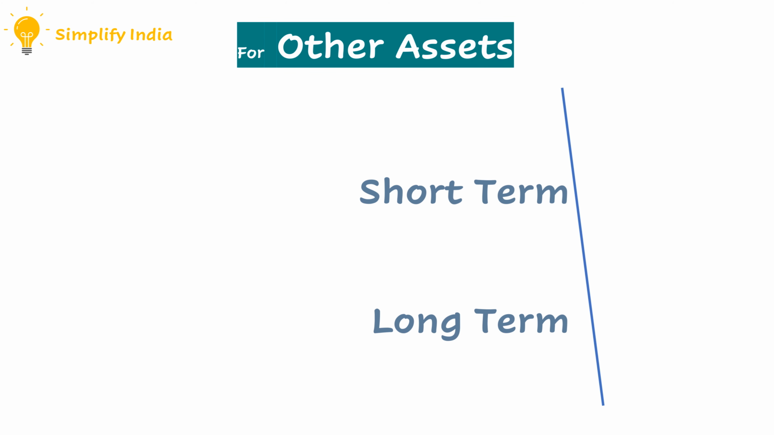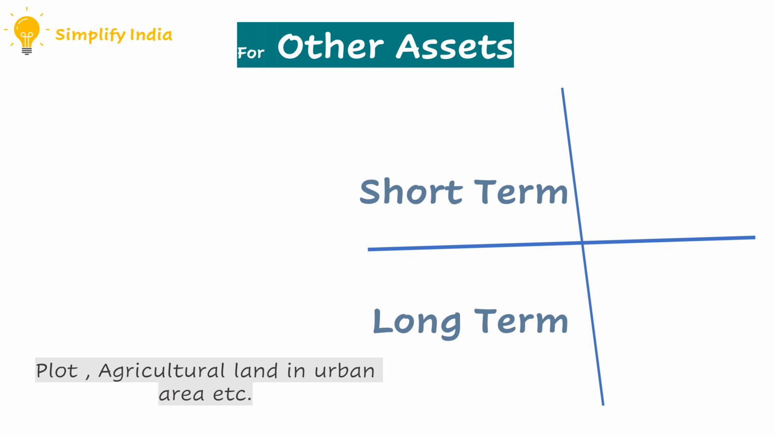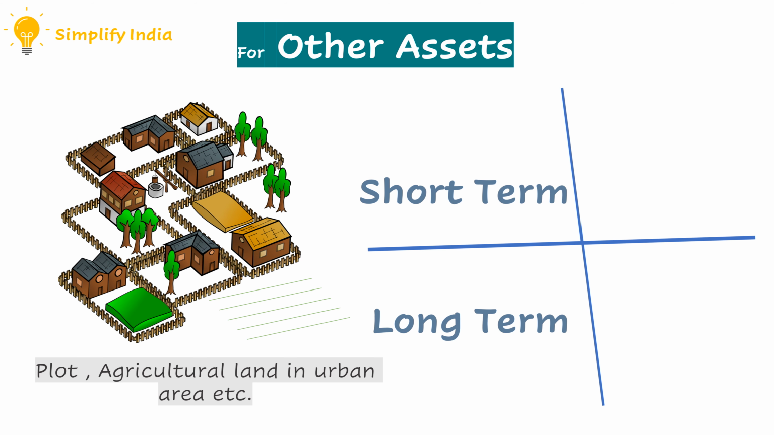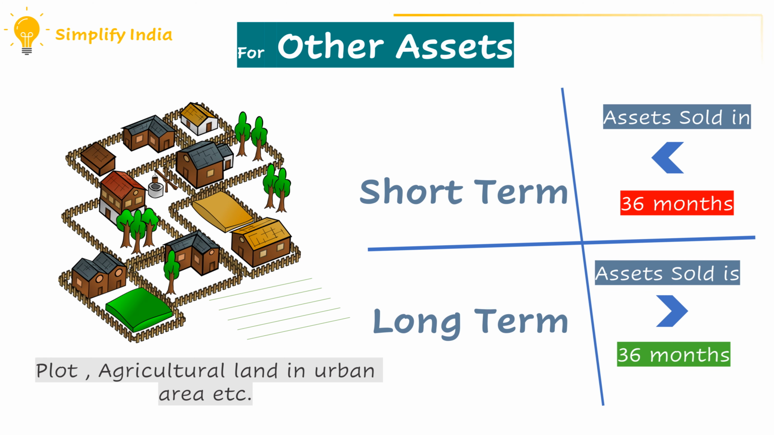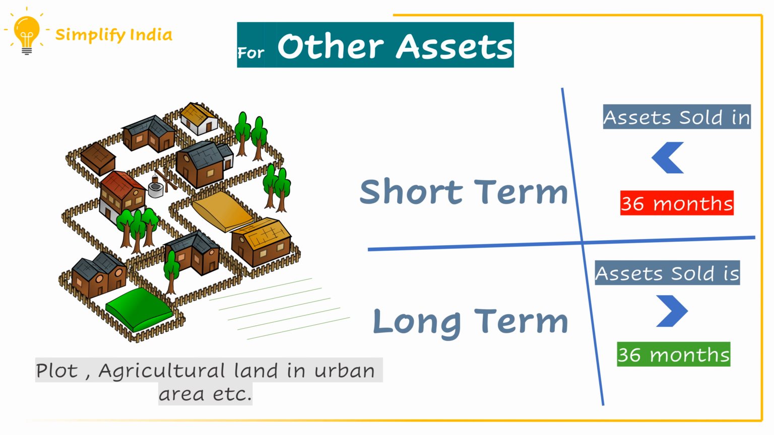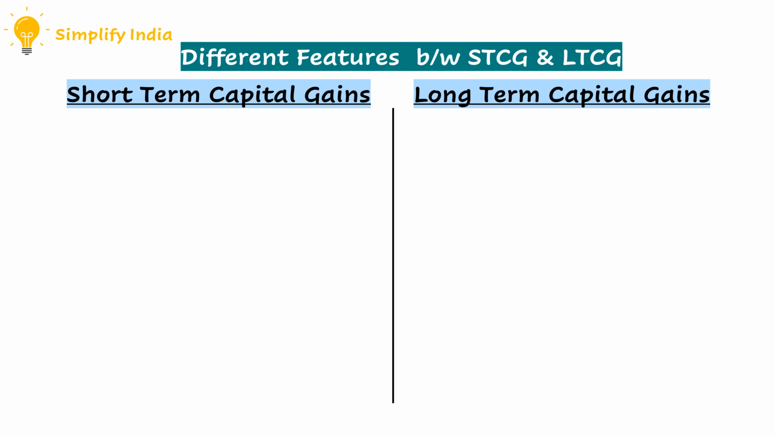In case of other assets like plot, agricultural land in urban area, etc., if the asset has been sold within the period of 36 months from the date of acquisition, then it can be termed as short-term capital asset, whereas if the asset has been sold after the period of 36 months, then it can be termed as long-term capital asset. Now we are going to learn the different features between the short-term capital gain and the long-term capital gain.